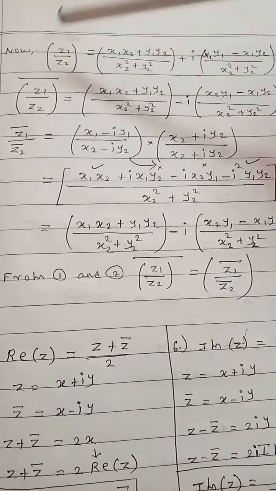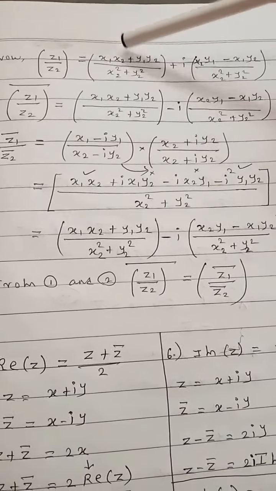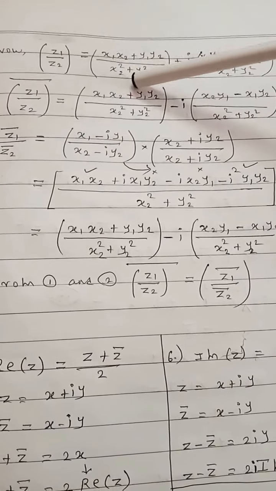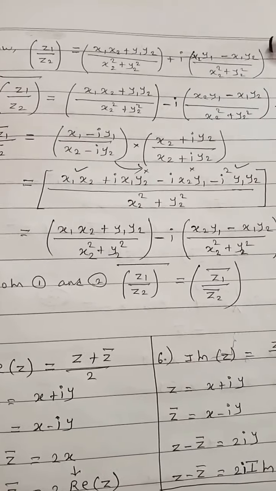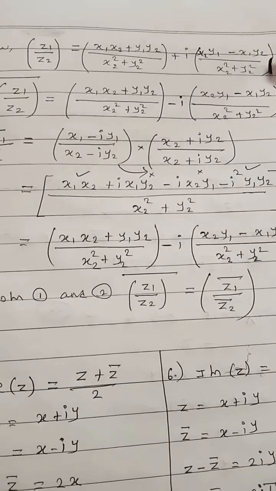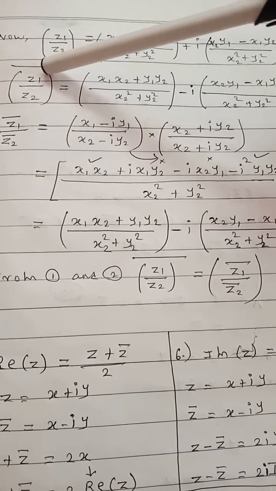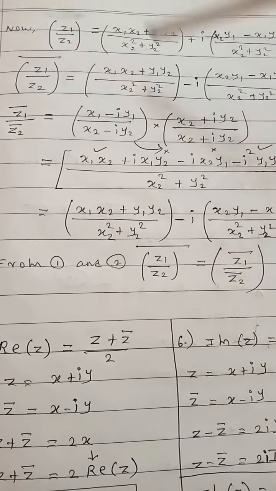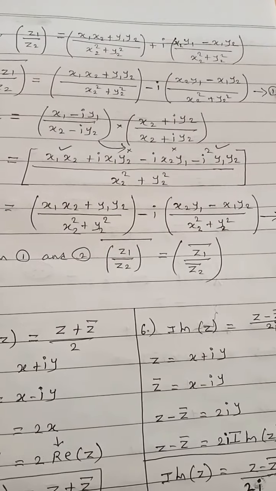Now z1 by z2 equal to: write the real number separately, and the imaginary number separately. x1 x2 plus y1 y2 divided by x2 square plus y2 square, plus I into x2 y1 minus x1 y2 divided by x2 square plus y2 square. Taking conjugate on both sides, left hand side z1 by z2 the whole bar, right hand side when taking conjugate plus I becomes minus I. Mark this as equation 1.